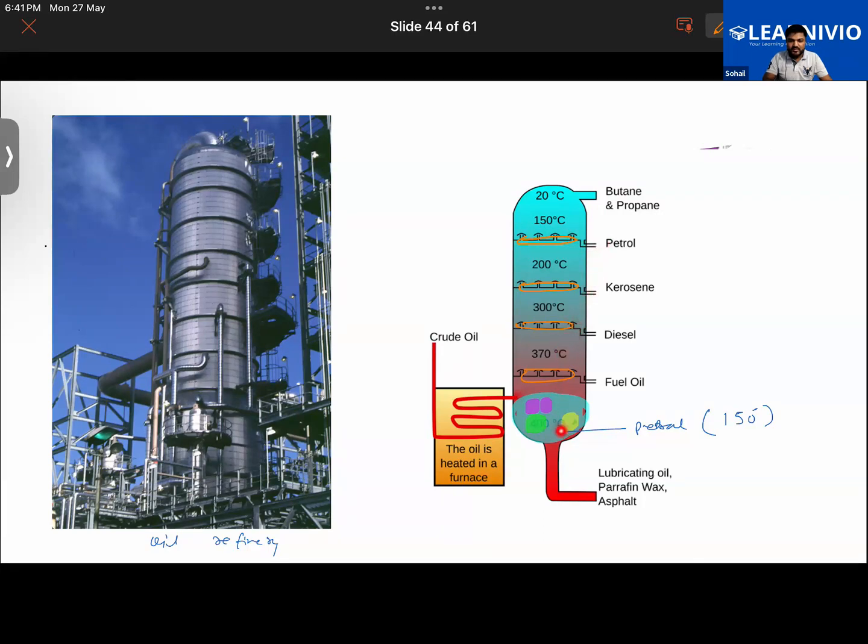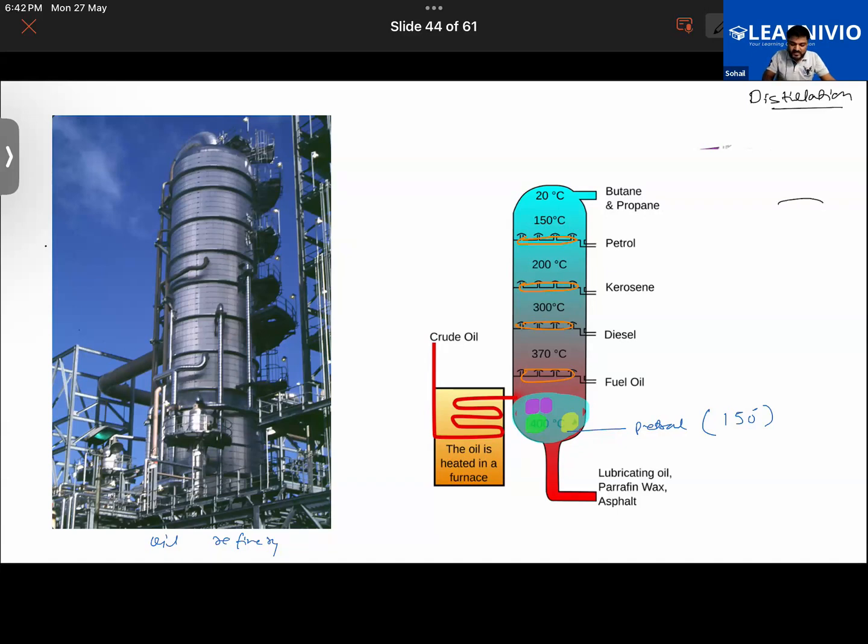And as kerosene boils and converts into vapor, and as it rises up here, where the temperature is 200 degrees Celsius, at this temperature it will start to condense. Condensation, you all understand, right? Conversion from vapor state to liquid state. So that's why this is called fractional distillation. You mean gas to liquid? Yeah, from gas to liquid.